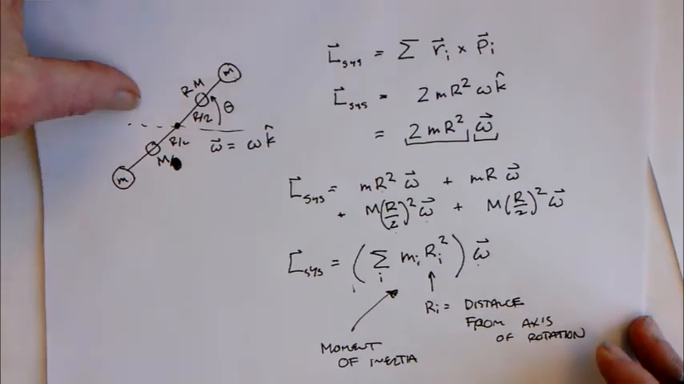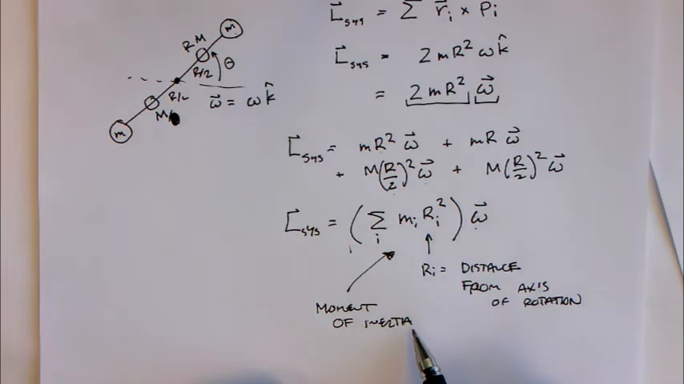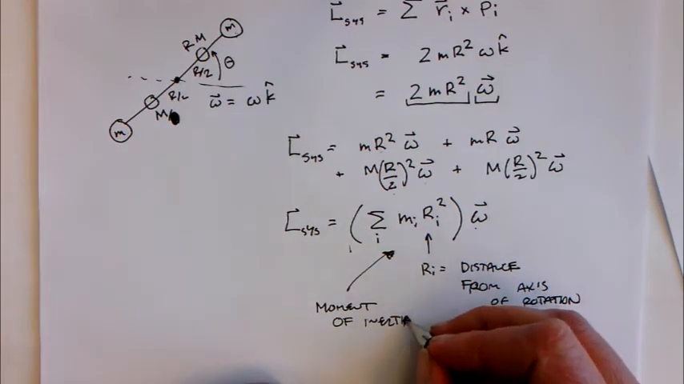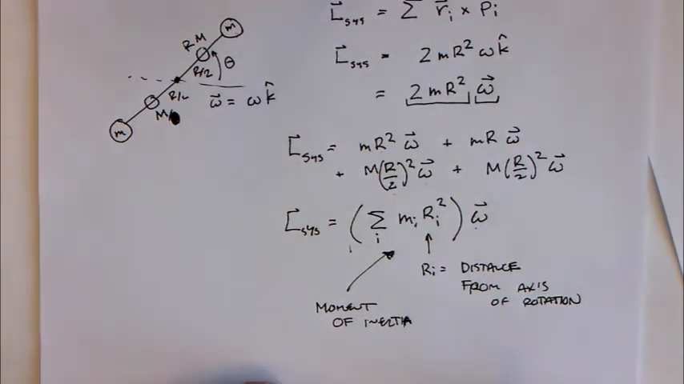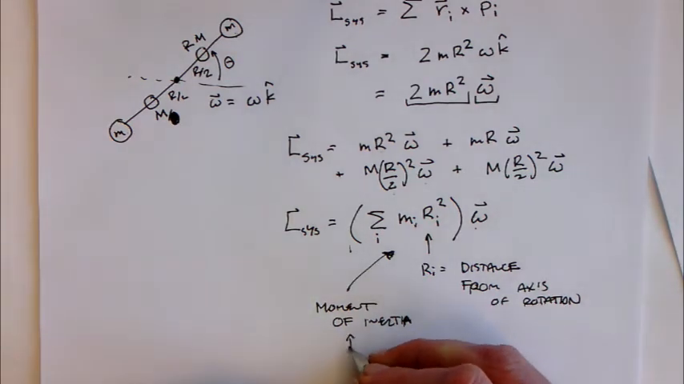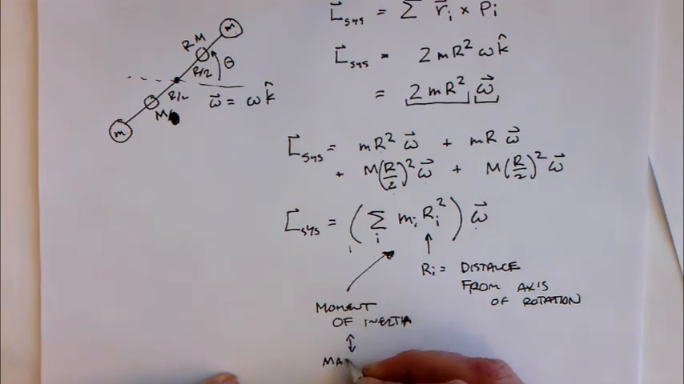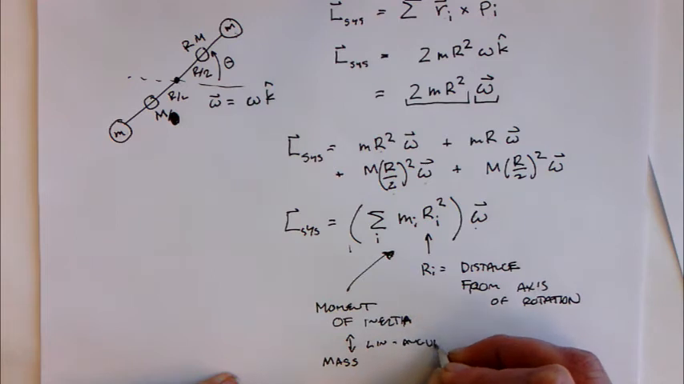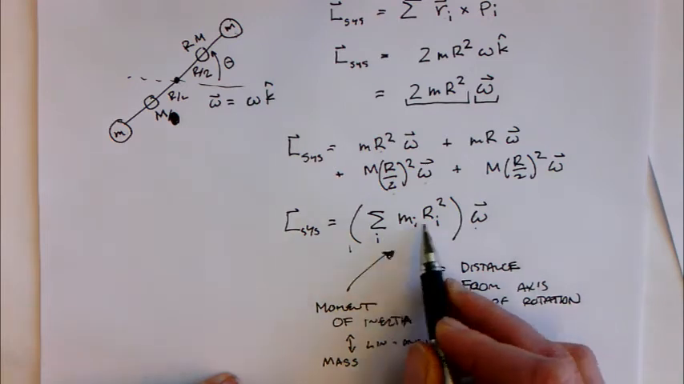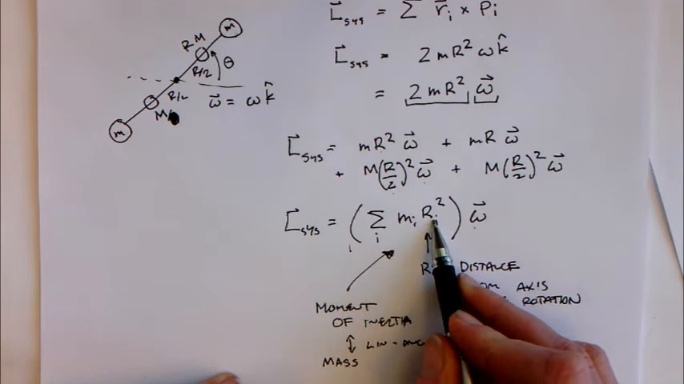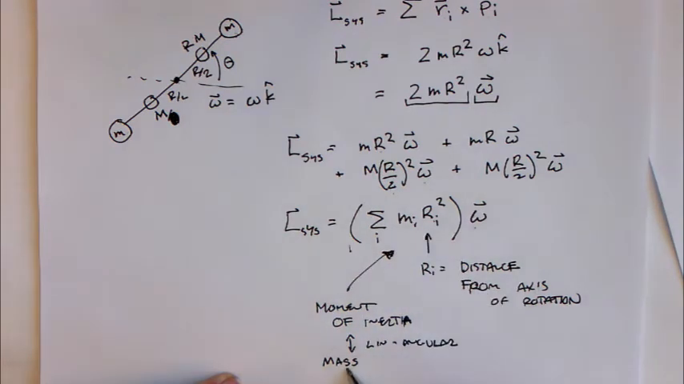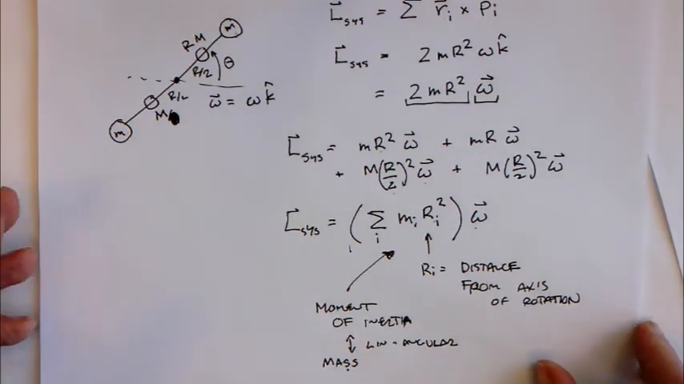For this rotating system, what that tells you about is how much the system resists changes in its angular velocity. So it's very much analogous to the mass in linear systems. So if we make the linear-angular analogy, this quantity, the summation of the mass times the distance of the mass from the axis squared, is analogous to mass in the linear case. Let's think about another simple example of that.